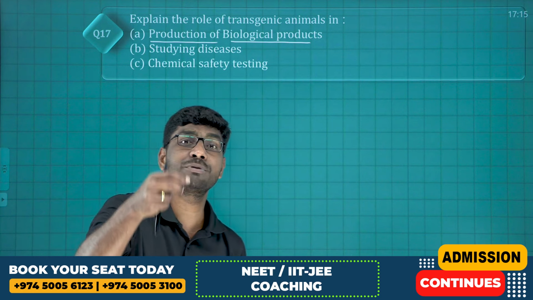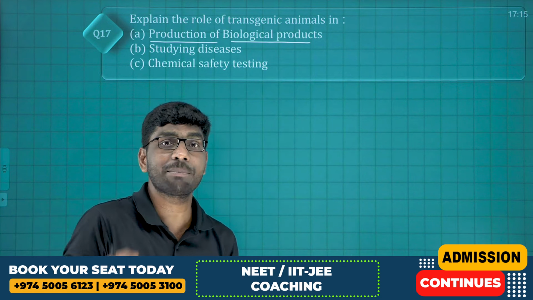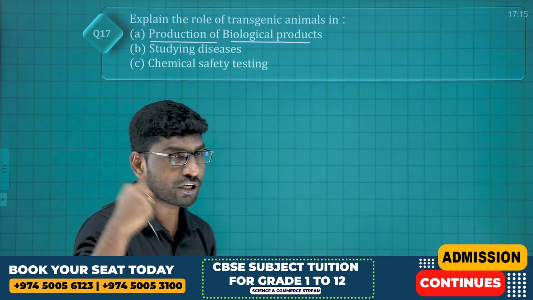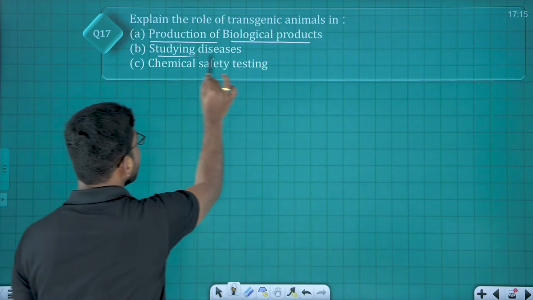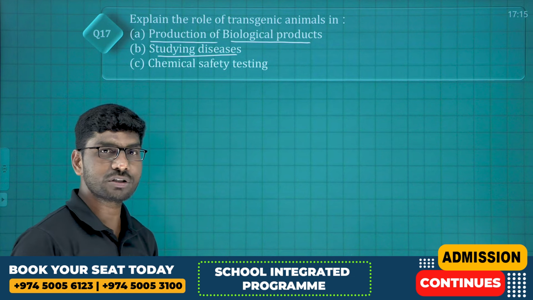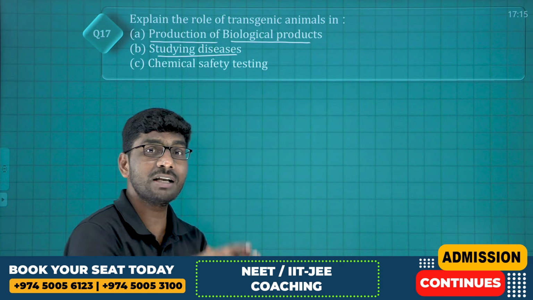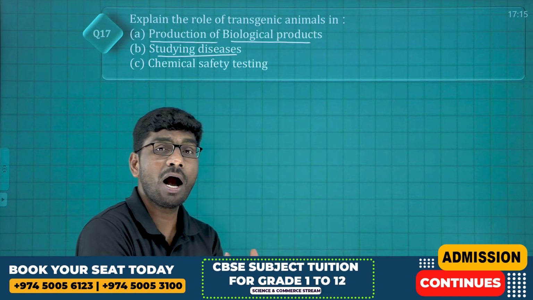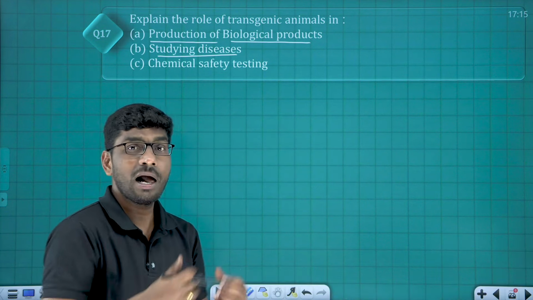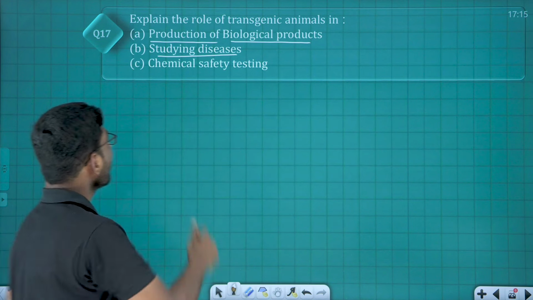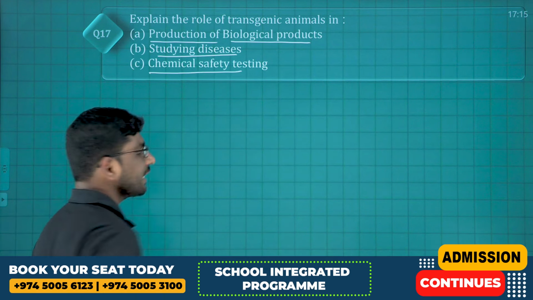Alpha-antitrypsin to treat emphysema type of diseases. Very important, these two. Next, studying diseases like cystic fibrosis and cancer. We are introducing this gene in the organism and studying how the organism is expressing it and how the organism is showing the symptoms. Next, chemical safety and testing.